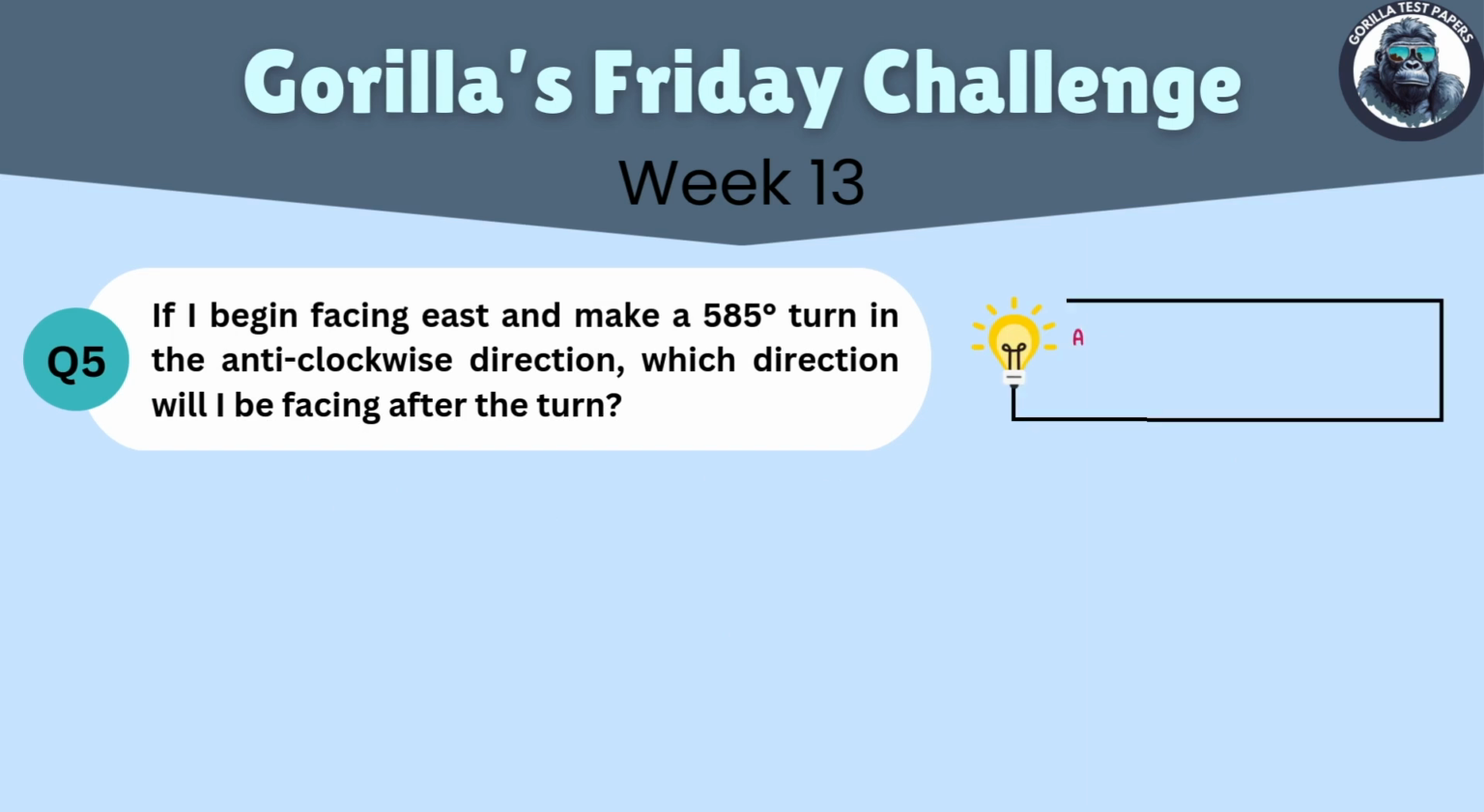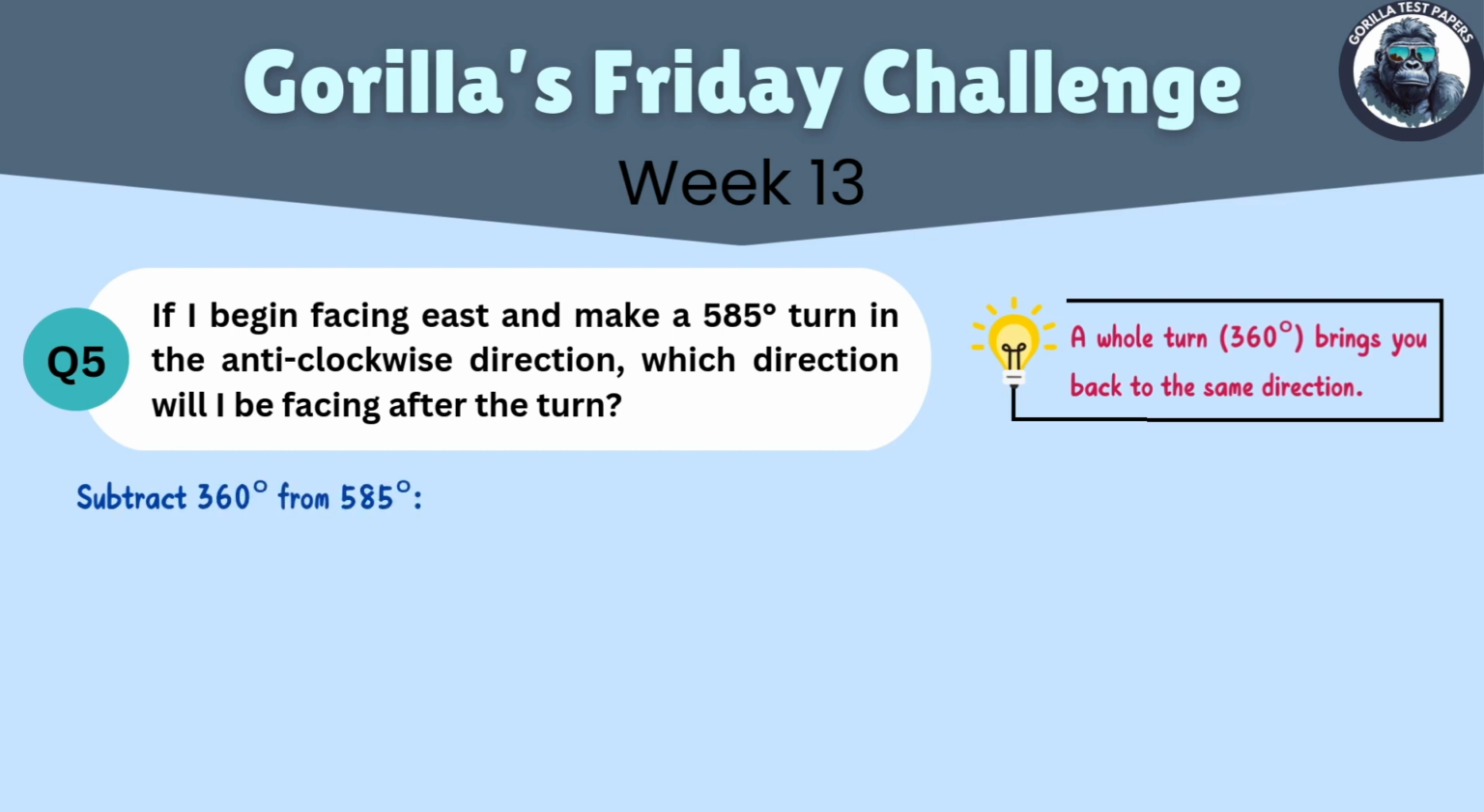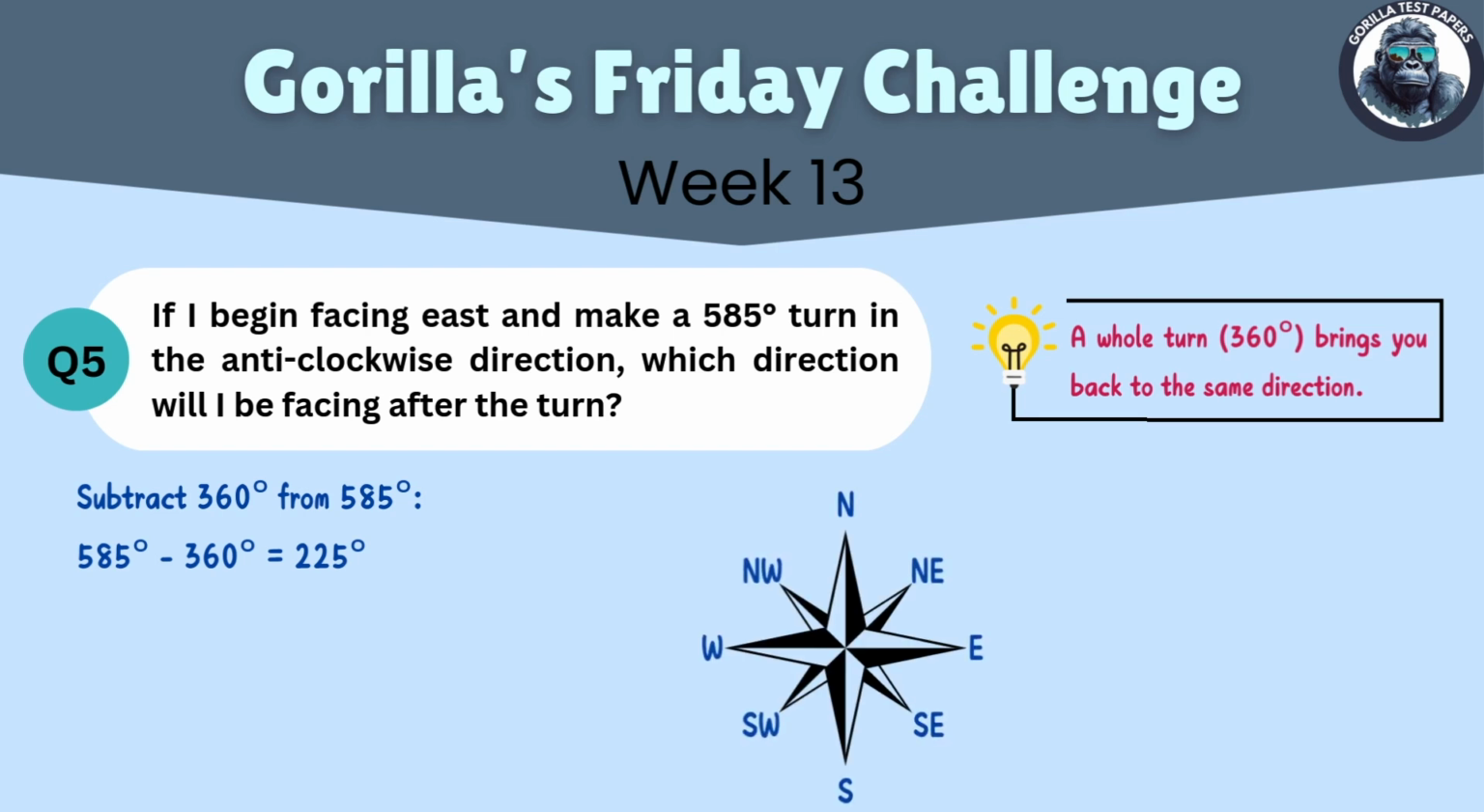The learning point here is that a whole turn is 360 degrees, which brings you back to the same direction. We can use this to simplify larger turns. So first we need to subtract 360 degrees from 585 degrees to remove the full turn. So we do 585 degrees minus 360 degrees, which gives us 225 degrees. So we're left with a 225 degrees anti-clockwise turn from east.